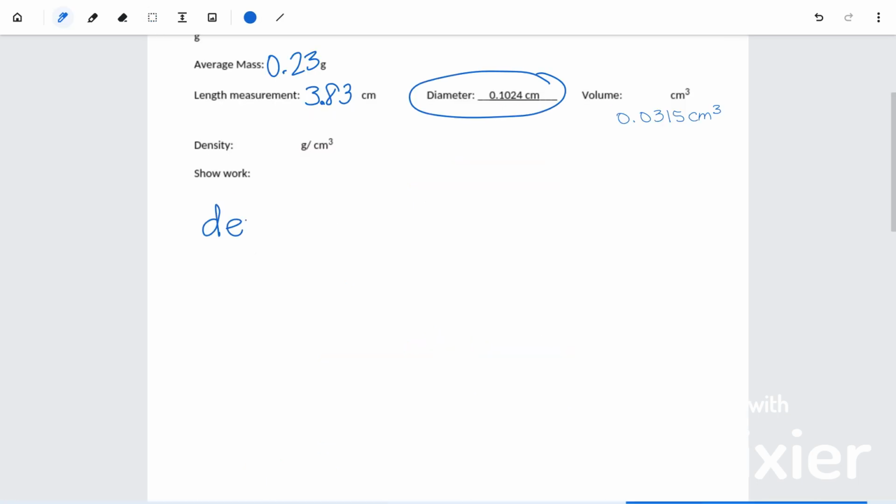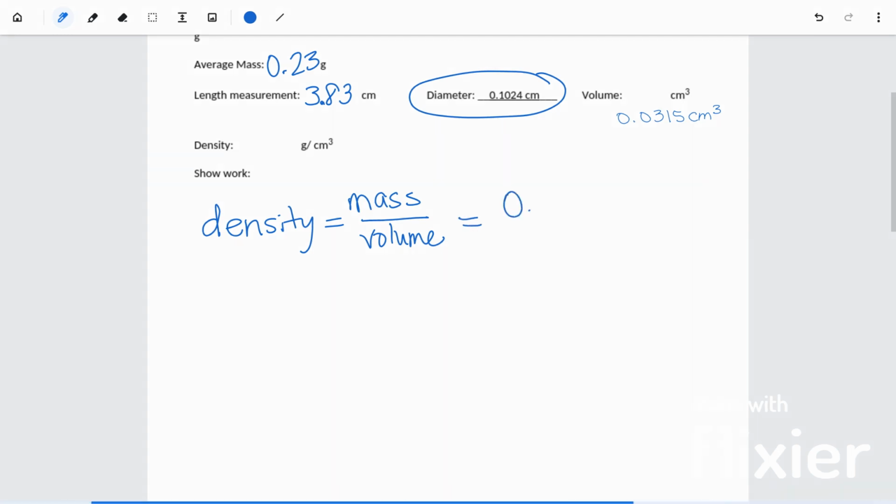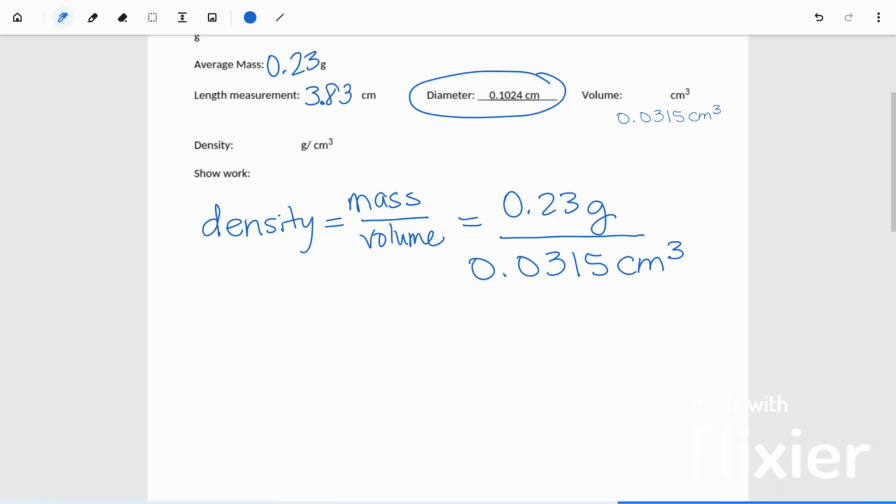Density equals mass over volume. Okay, so the mass, we're going to take that average mass that we calculated at the top, which is 0.23 grams. And then the volume that we just calculated. So we'll put that in the calculator. 0.23 divided by 0.0315. And that gives me 7.3015. That's what my calculator gave me.